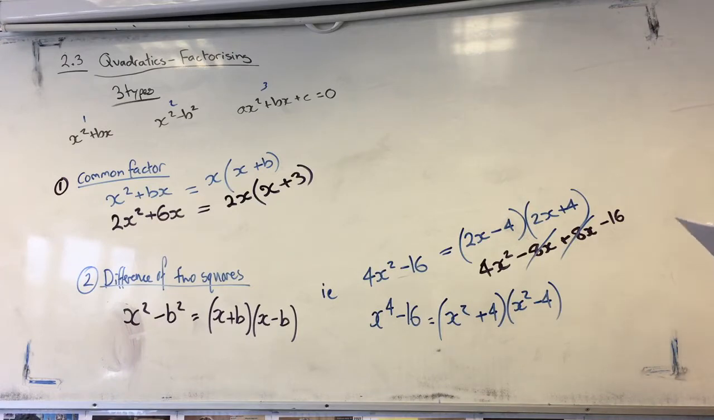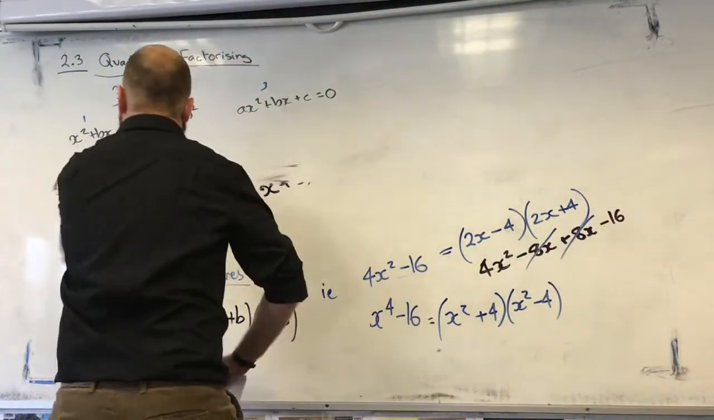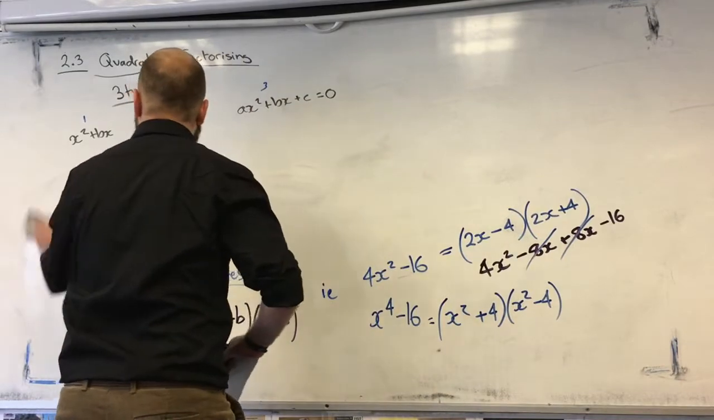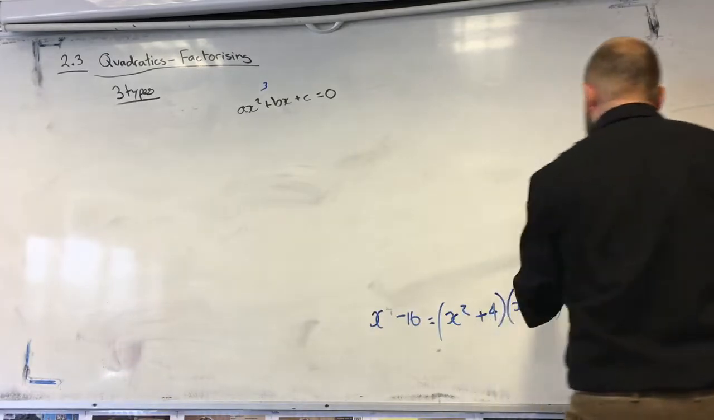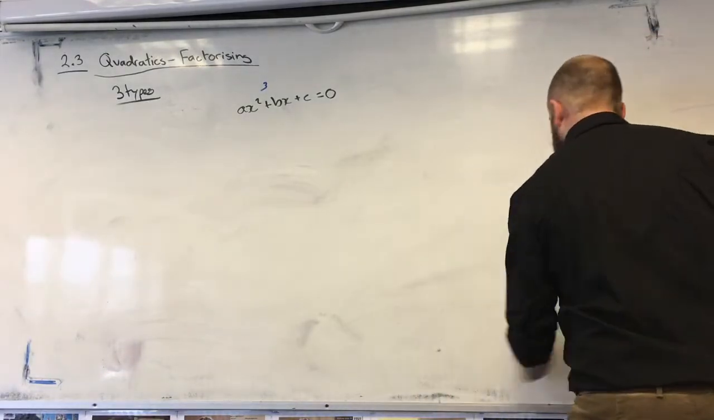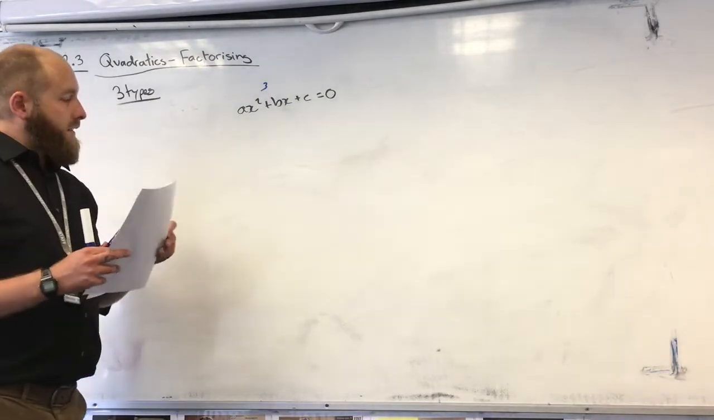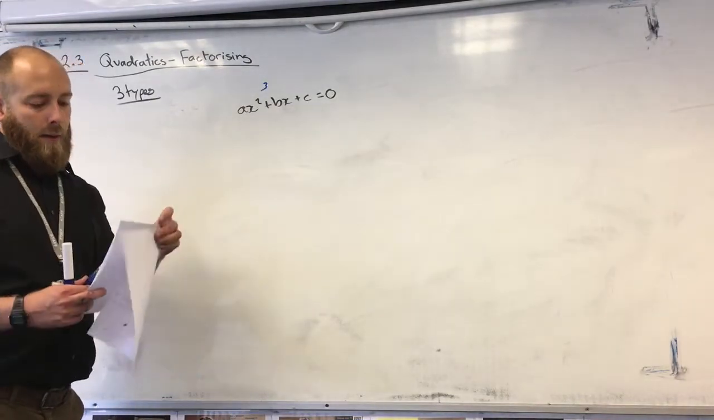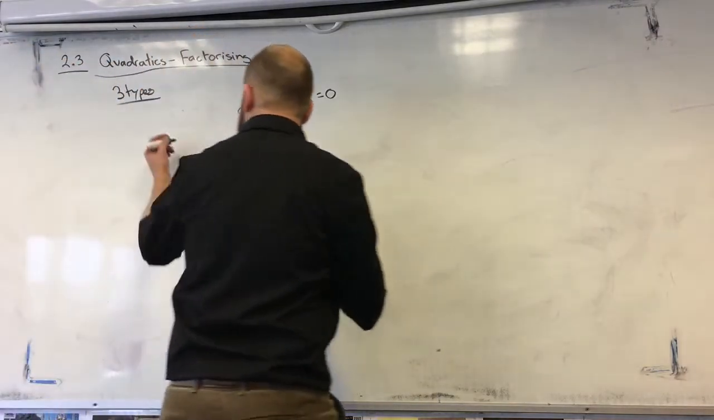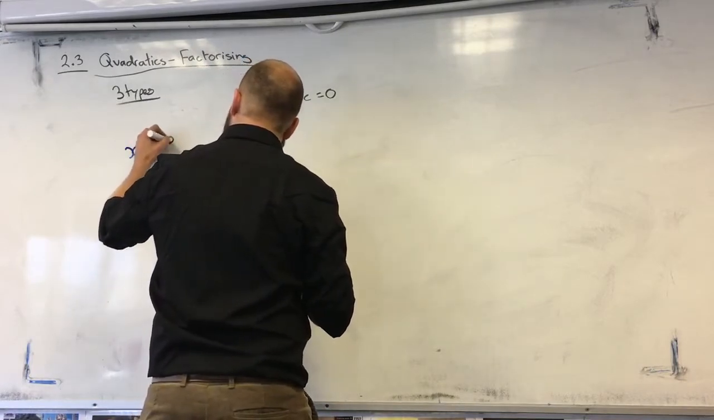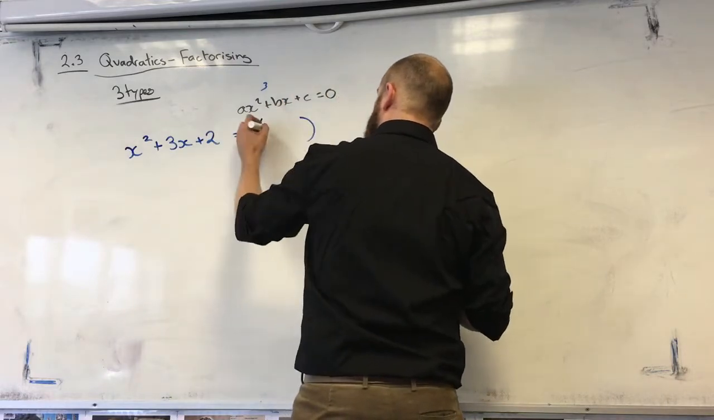Okay, the last type, number 3, is the classic quadratic, so I'm going to clear the board for this one. The standard classic quadratic can come in several different types. The easy type, which you probably always hope for, is one like this, and you know it's going to split up into two brackets.